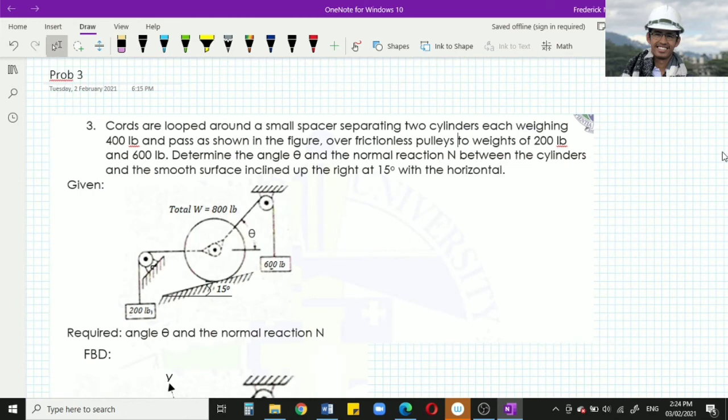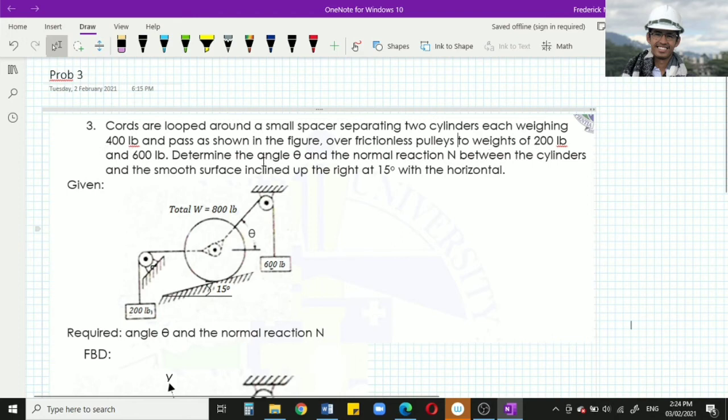So, next example tayo. Cords are looped around a small spacer separating two cylinders, each weighing 400 pounds, and pass as shown in the figure over frictionless pulleys to weights of 200 pounds and 600 pounds. Determine the angle theta and the normal reaction N between the cylinders and the smooth surface inclined up to the right at 15 degrees with the horizontal. So, ito yung magiging figure natin.